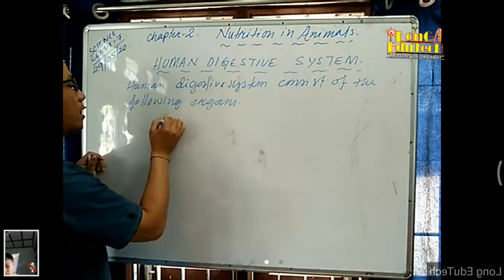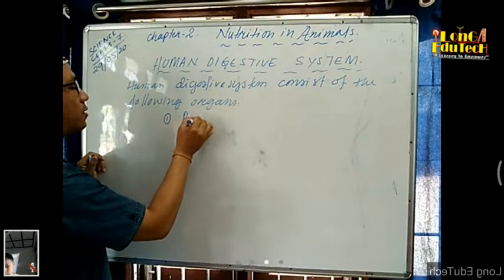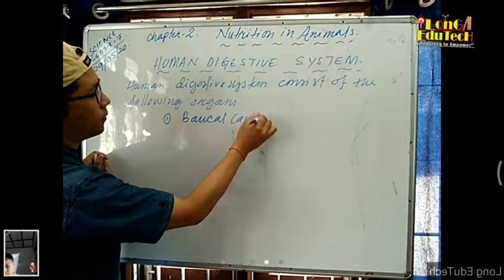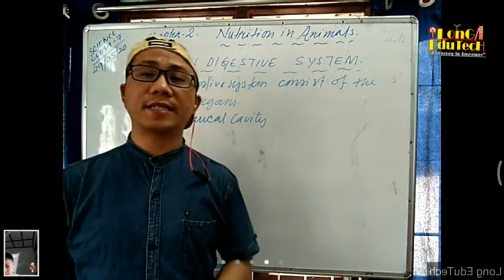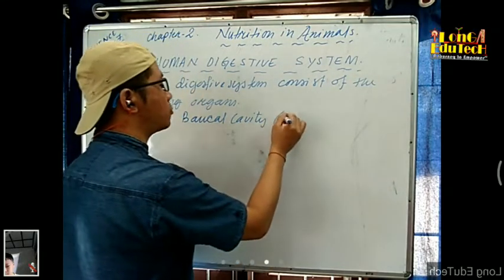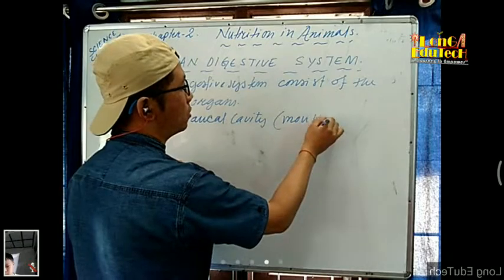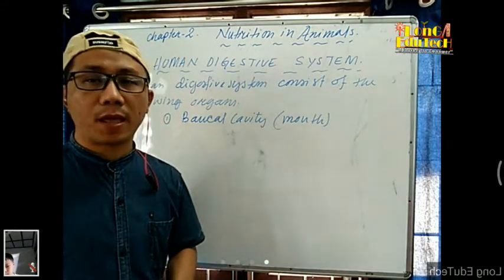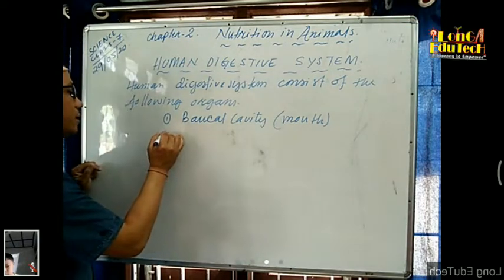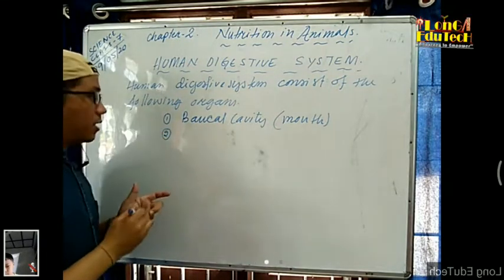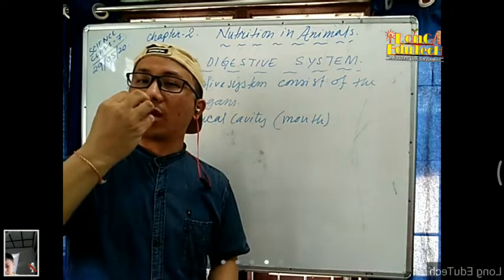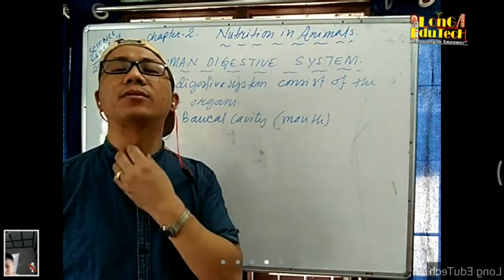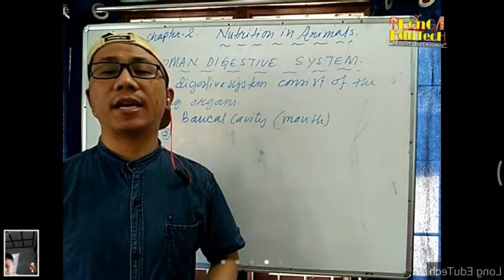What are they? Number one is the buccal cavity. The buccal cavity is nothing but the mouth. Our mouth is also called the buccal cavity. In the mouth, we put the food and chew it. After that, it comes to the esophagus, or you can just say food pipe.